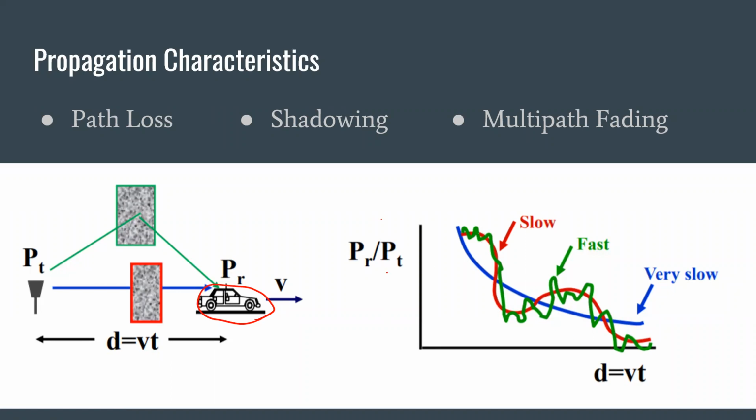The next characteristic is called shadowing. Shadowing is caused by an obstruction from an object, for example. Here, this red box represents the object. How does this object affect the signal? Here we see the red line that has fluctuations. It is different from the blue line. It has fluctuations, but the fluctuation is quite slow. And then the next one is multipath fading.